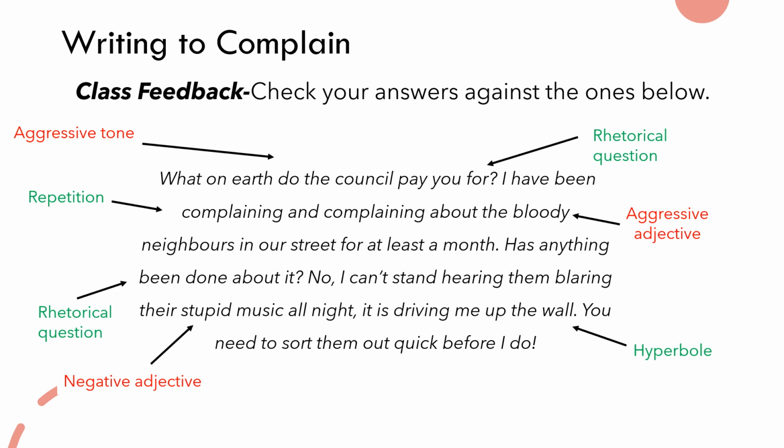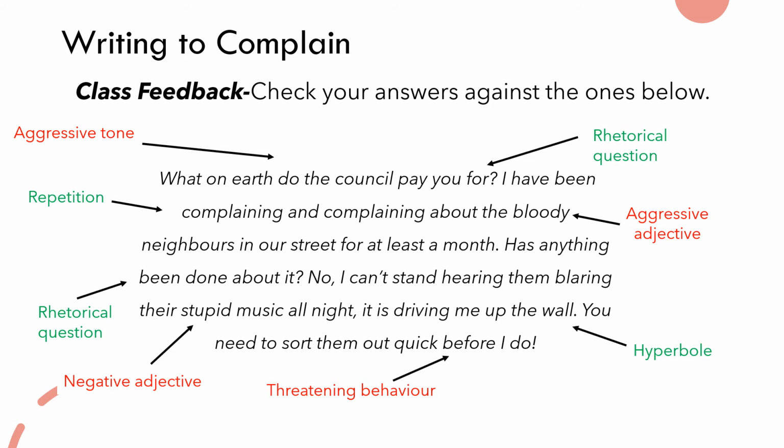Now the final one. Now this is a bit problematic, the last sentence that we have here. You need to sort them out quick before I do. Now, you think about what is implied behind those words. The person is saying that I'm so angry, I'm so annoyed by the things that are happening, that the fact that nothing has been changed, that I'm about to go and take action into my own hands. Now, this doesn't sound very positive. It sounds borderline threatening, like there might be some action of violence, and that's something we should definitely try to avoid as well.